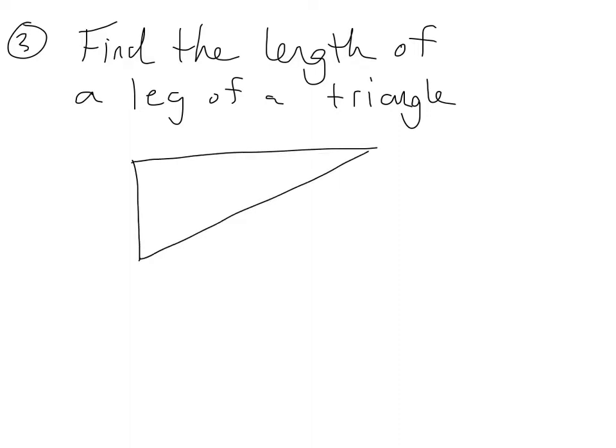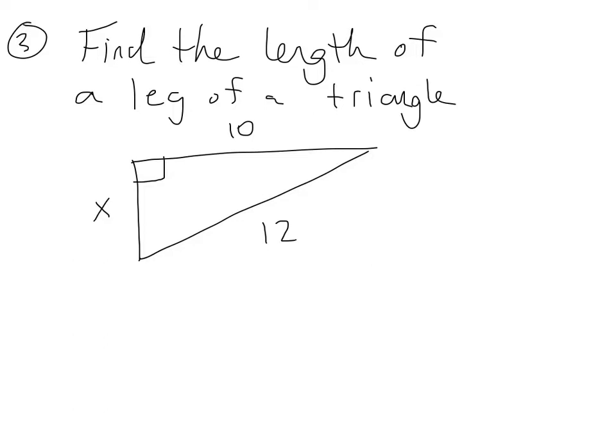Here we have a triangle, and let's say the hypotenuse is 12. Let's say one of the legs is 10. And what we want to know is this guy right there. I don't know that, so I'm going to put an x there as a variable. So how do we find that length?